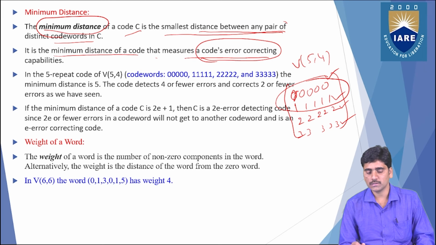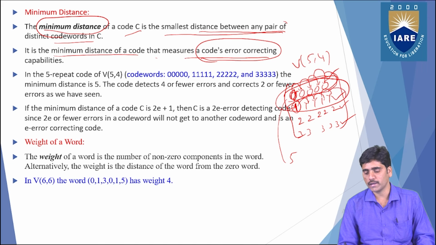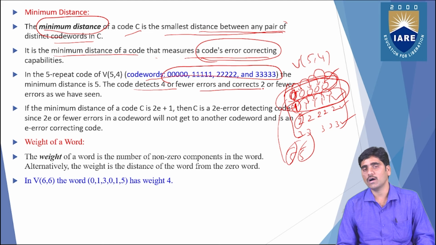But what is the minimum distance? If 0 0 0 0 0 wants to become 1 1 1 1 1, it has to change this place, this place, and this place, and similarly the remaining places. So for 0 0 0 0 0, the minimum distance is 5. And for 1 also the same, if it wants to become 2, it changes all five places. So the minimum distance of the code words 0 0 0 0 0, 1 1 1 1 1, 2 2 2 2 2 and 3 3 3 3 3 is 5. So the code detects 4 or fewer errors and corrects 2 or fewer errors, as we have seen.